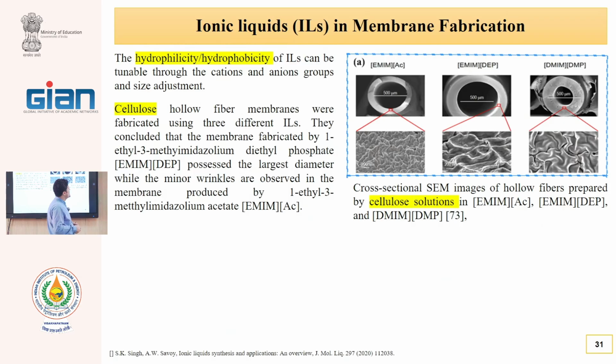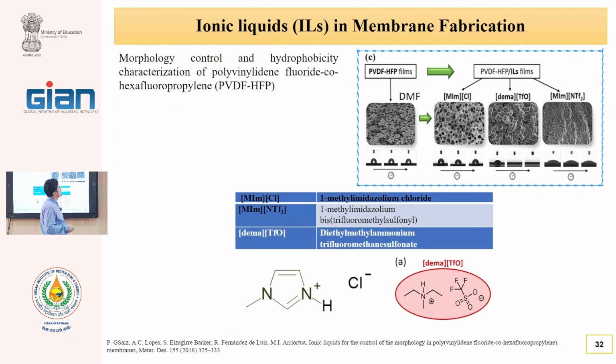In this study, they used cellulose and this type of ionic liquid for dissolving the polymers and fabricating hollow fiber membranes. Or in this study, they dissolved PVDF-HFP in this ionic liquid and fabricated membranes with different morphologies.